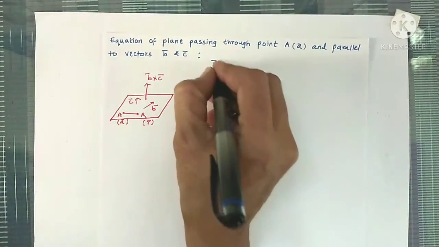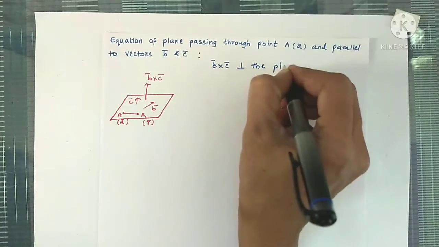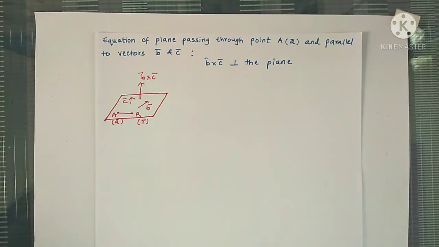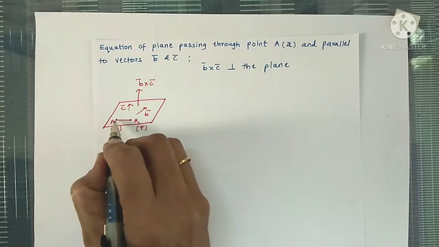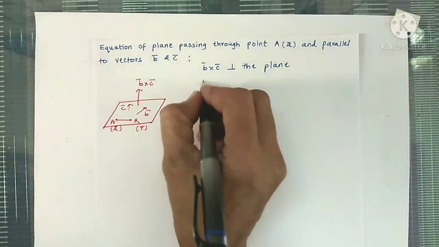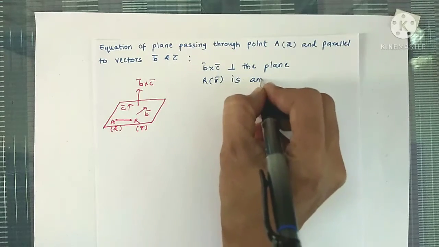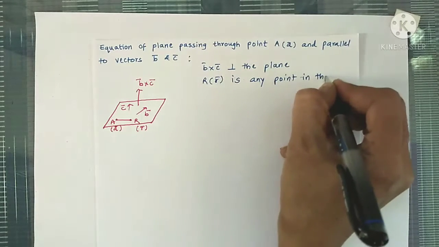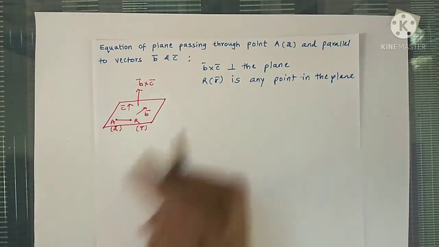So b bar cross c bar is perpendicular to the plane. We know that the cross product is always perpendicular to both the vectors. So b bar cross c bar is normal to the plane. A is a fixed point in the plane, and R with position vector r bar is any point in the plane. That means AR bar lies in the plane and b bar cross c bar is perpendicular to the plane.